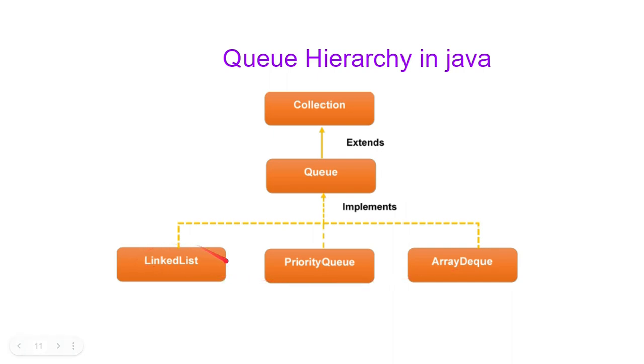Already we have discussed the LinkedList, so no need to discuss it again. We can go with the PriorityQueue and ArrayDeque, and we can implement them. We can write some coding questions also in that, and try to understand exactly what the difference is between the PriorityQueue and ArrayDeque. Okay, thank you so much.